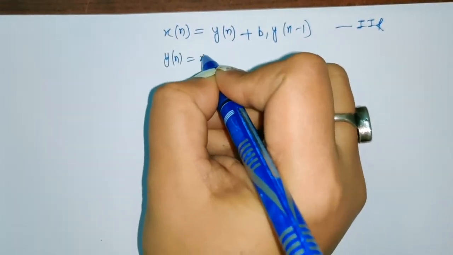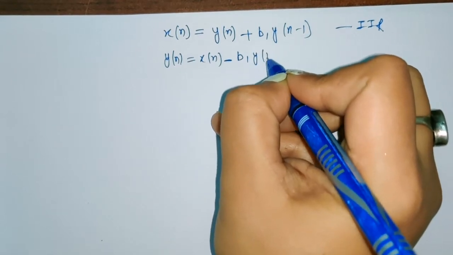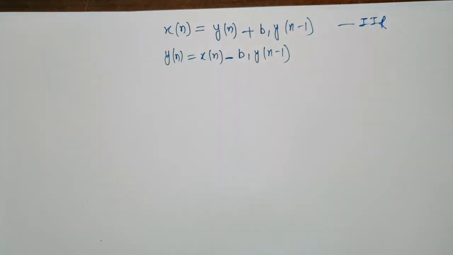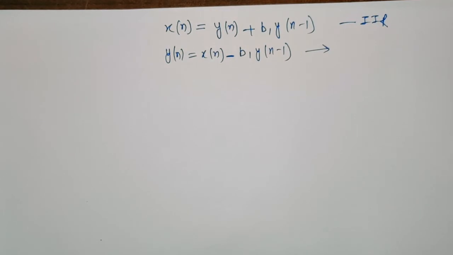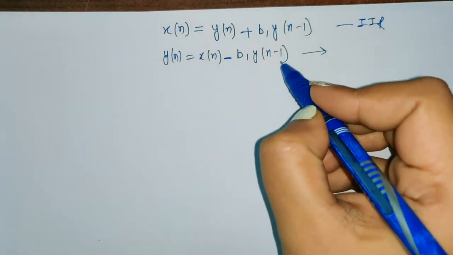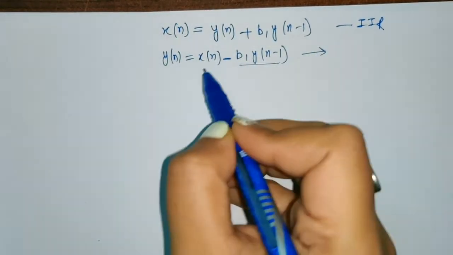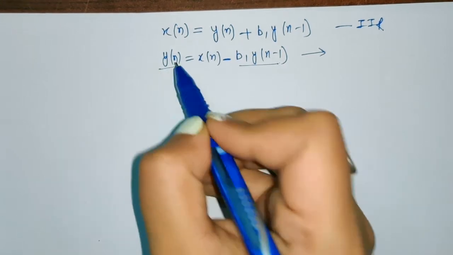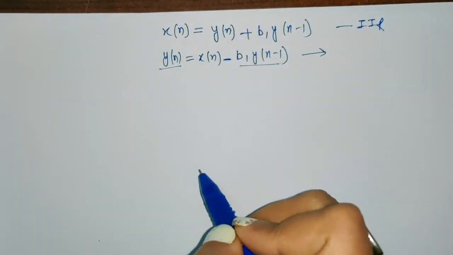So yn is equal to xn minus b1 yn minus 1. So you can easily see here also what happens in an IIR filter. In an IIR filter we basically have a feedback from the output. And from this equation it is clear that we are having a feedback from output to the input, and then we can get the output. It is clear from this equation also.